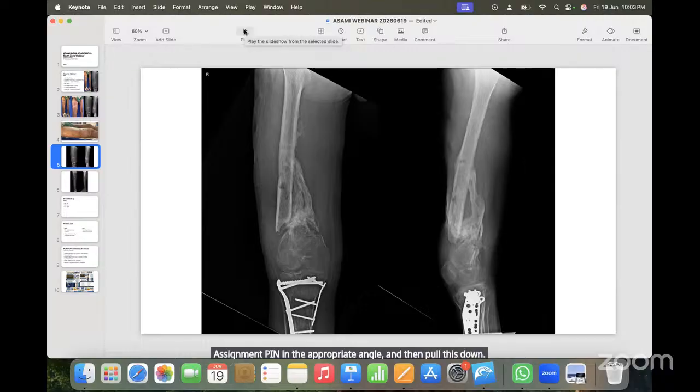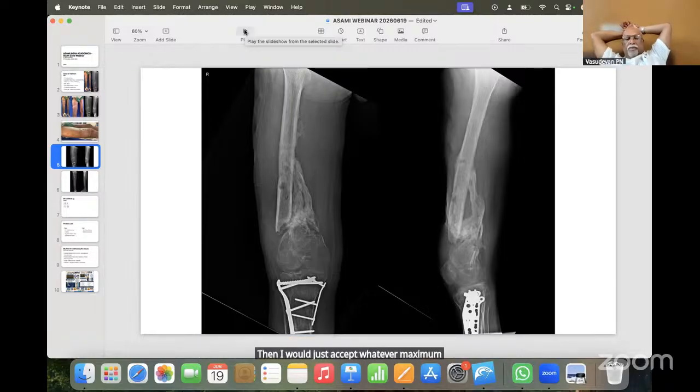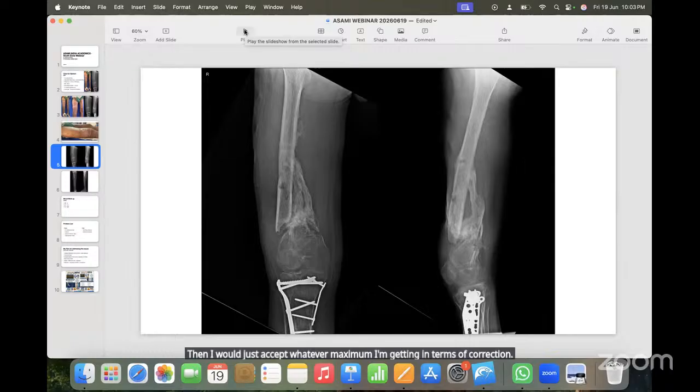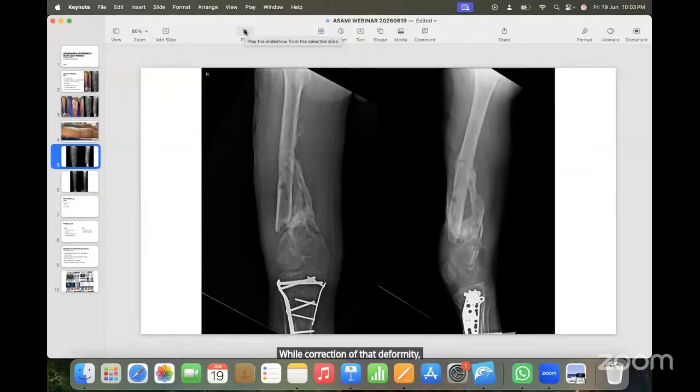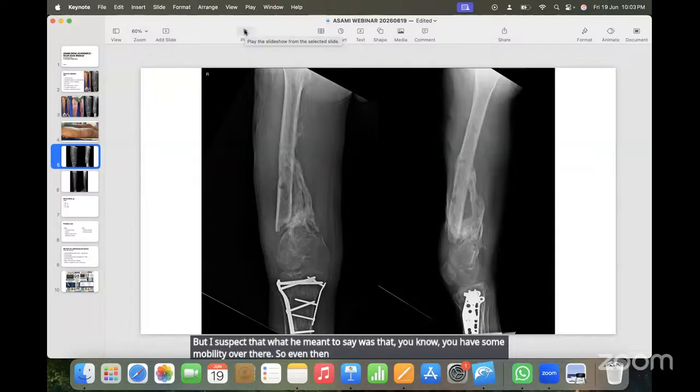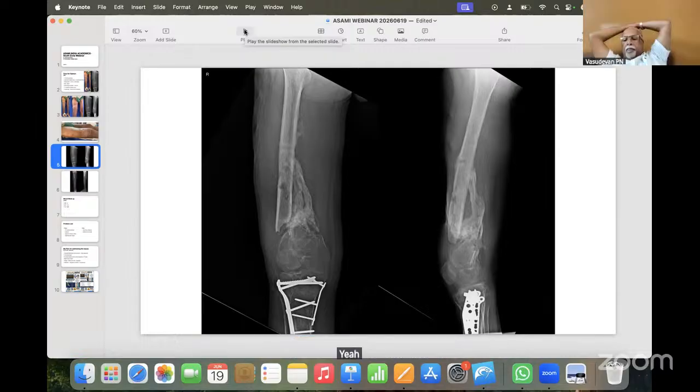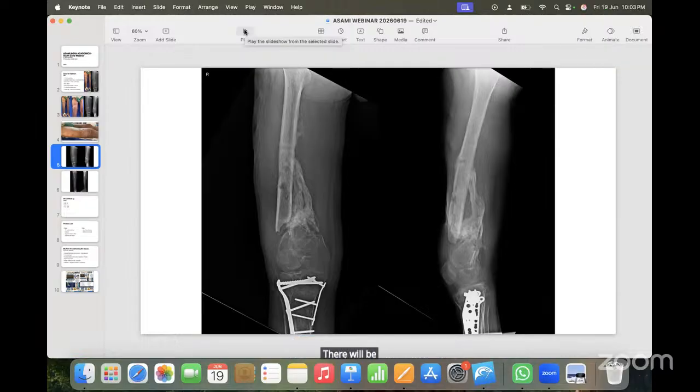But oftentimes, it depends on what is the status of the knee, basically. If it was a bad compound, infected, fibrosis, it may not move. Then I would just accept whatever maximum I'm getting in terms of correction. If the knee joint is stiff, correction of that deformity is not needed. But I suspect he meant that you have some mobility there. Even then, we never get it perfectly straight. Even if there is mobility at the knee, there will be some extension of that fragment.